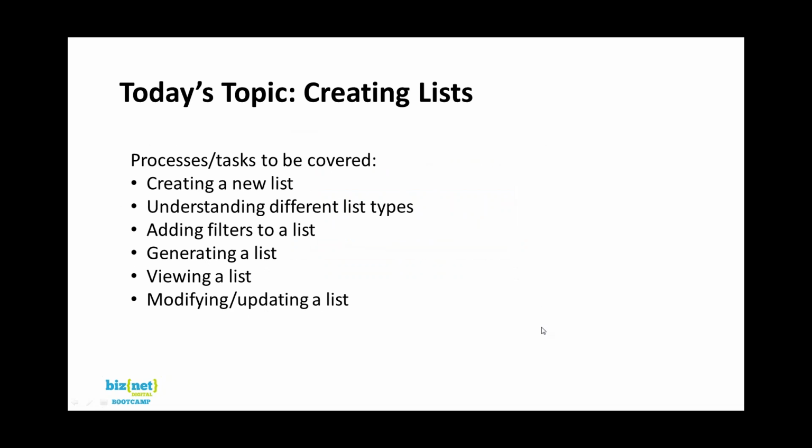Okay, today's topic, creating lists. Lists are one of the key components of marketing automation and SharpSpring. Obviously, a key element of SharpSpring is emailing. To email, you need lists. So list is one of the 3 key legs of the stool when it comes to email and marketing automation.